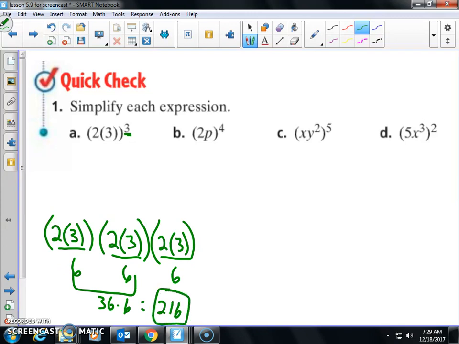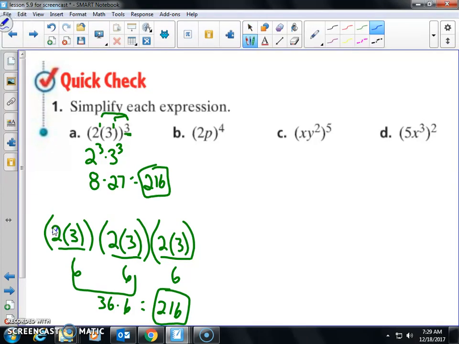Got it. Or maybe a little faster is to say, oh, the exponent on this 2 is a 1. The exponent on this 3 is a 1. I'm going to multiply the inside exponents by the outside. 2 to the third times 3 to the third. 2 to the third is 8. 3 to the third is 27. And 8 times 27 is 216. Same answer either way, however you like to think of it.